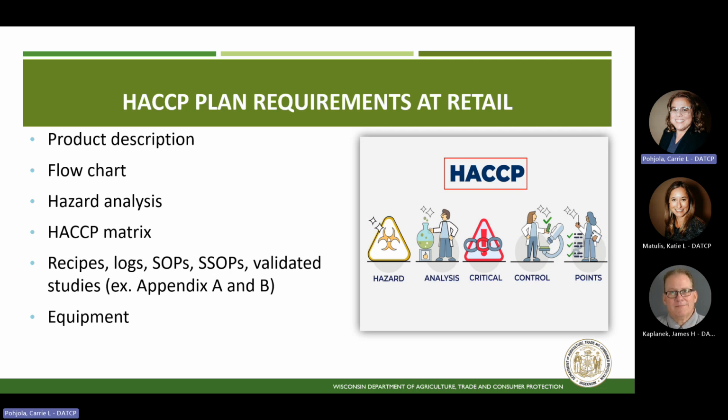Any recipes, logs, standard operating procedures, sanitation standard operating procedures, validated studies. Examples would be your FSIS Appendix A and Appendix B should be included in the plan. And finally, equipment used in conjunction with the special process. For example, what kind of vacuum packaging machine is being used, or type of smoker that they're proposing they're going to smoke the product.